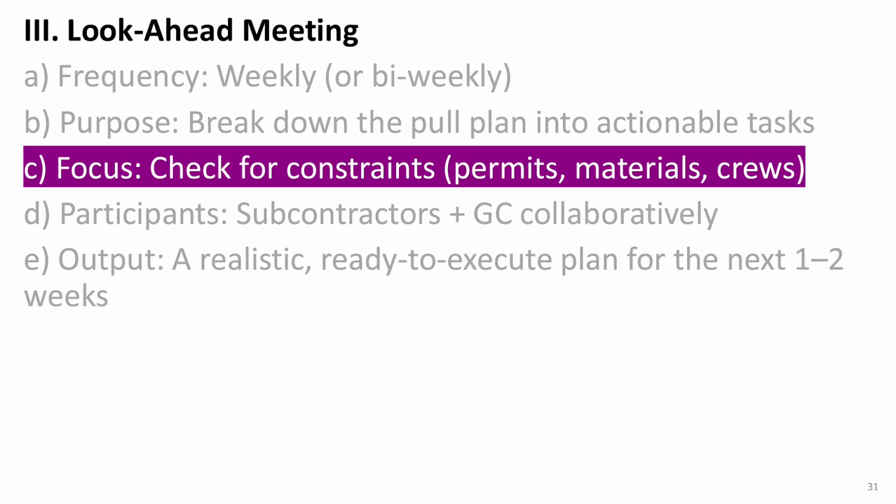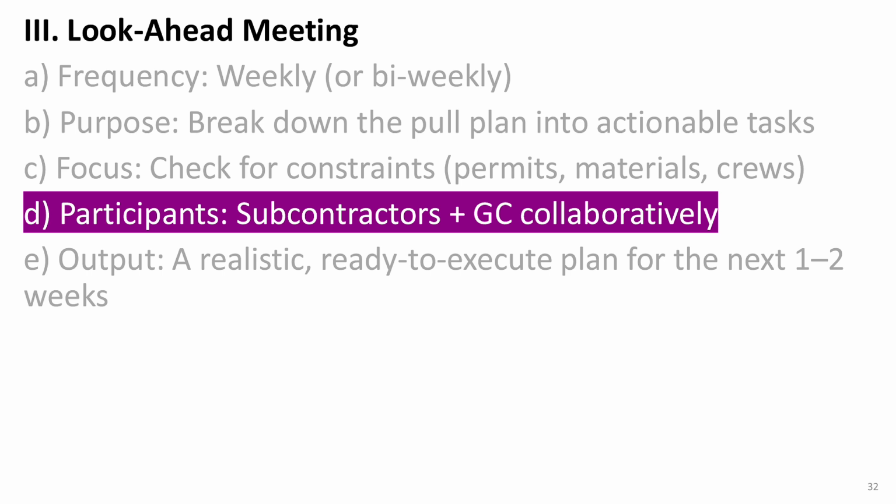Another important part of this process is checking for constraints. This means verifying that everything needed for a task is in place before work begins. For example, do we have the permits? Are the materials on site or arriving in time? Is the crew available and not double booked? Catching these things early helps avoid surprises and keeps the project moving smoothly.